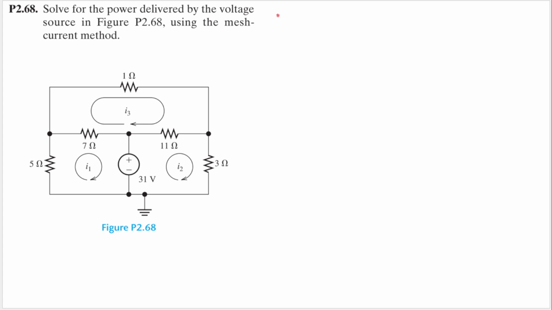First things first, let's do KVL at loop I1. KVL says that the sum of the voltage in a loop will equal 0. Now let's start with this 5 ohm resistor. Because we need voltage, a resistor needs to be multiplied by the current, and the only current that passes through the 5 ohm is I1. So we'll have 5 I1 here.